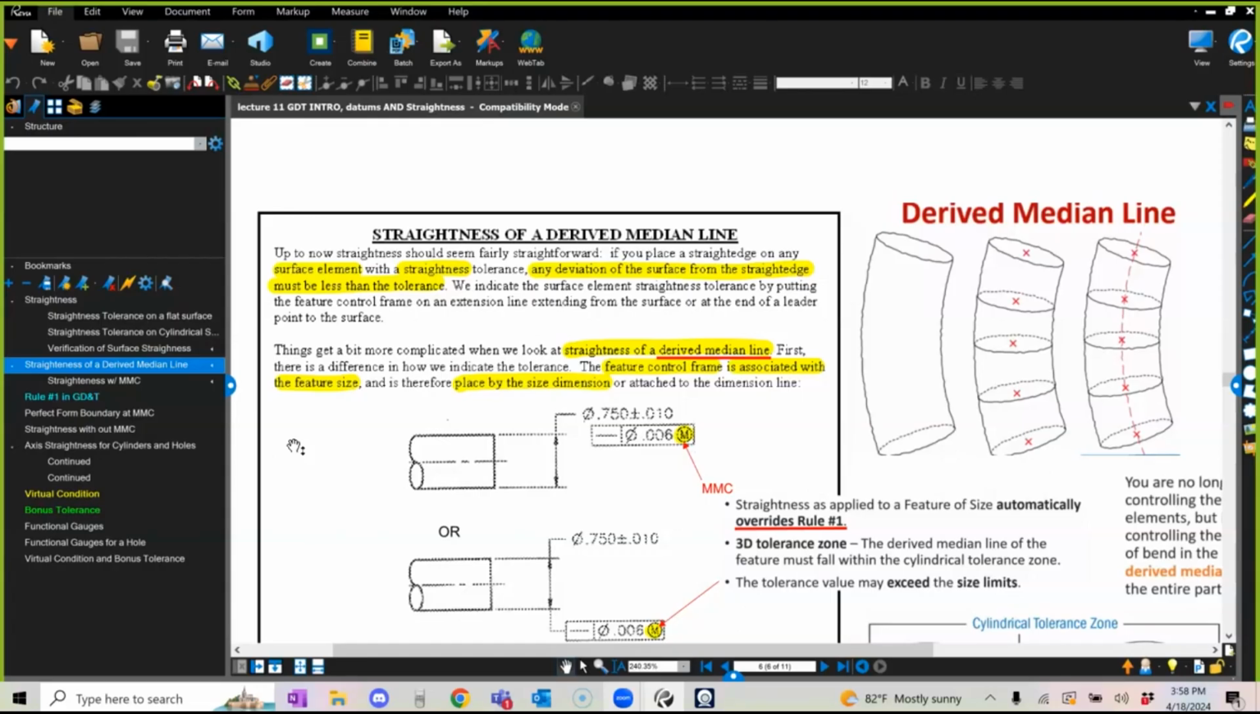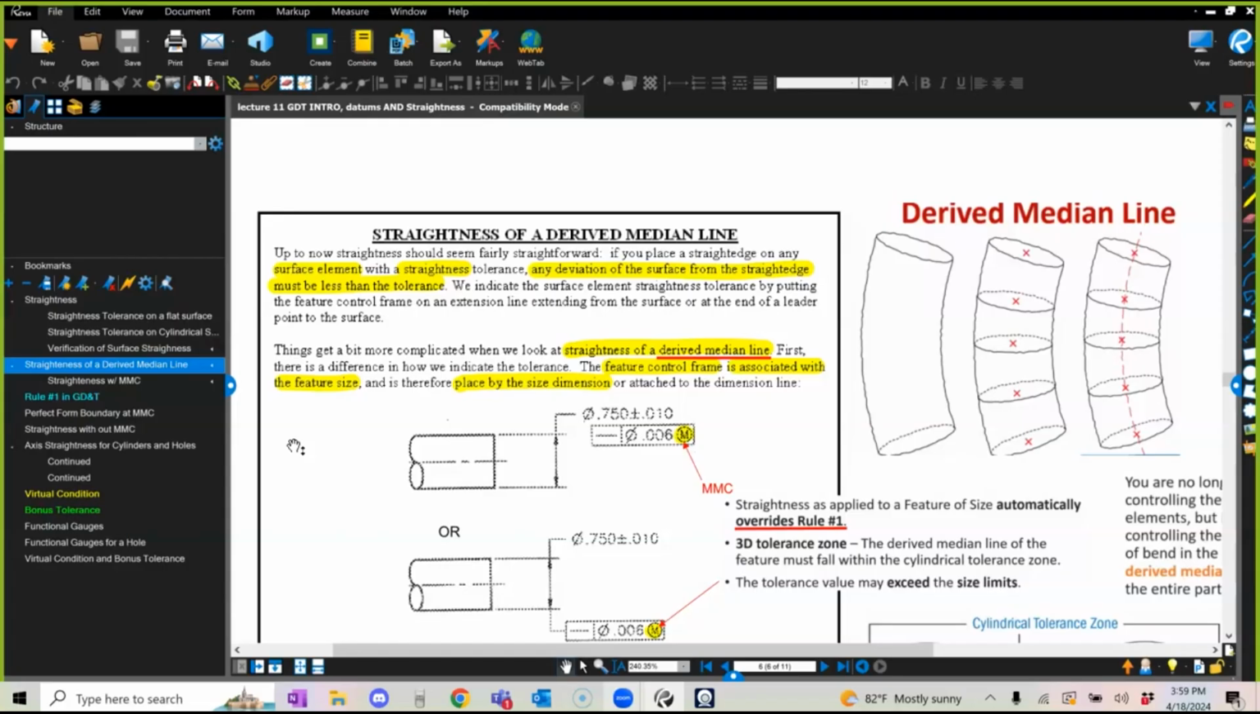When you are putting a straightness on a derived median line of a feature of size, you're trying to control how crooked, how straight your line is in 3D space. Your derived median line needs to be within a cylindrical tolerance zone. If you want to look at it, you have a diameter. If I want to control this, I will have a diameter of 6,000 that runs from here all the way over there. Your derived median line needs to live within it.